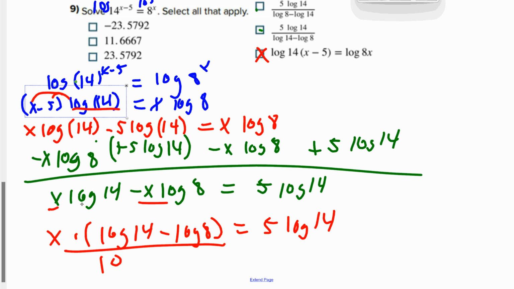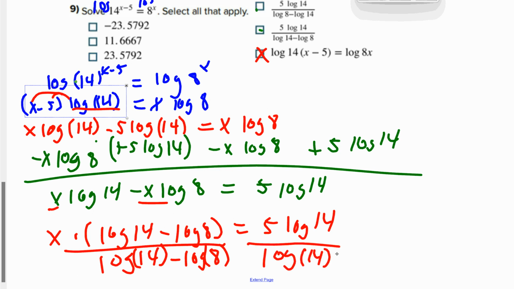Divide, because this is being multiplied, so I get rid of it by division. Divide by log 14 minus log 8. So this is our answer. Look for that in our list. If you had a negative here on top and a negative on the bottom, that's the same answer. So this would be the same answer as this one with a negative there. And that's in our list as well. It is positive 5 log 14 over log 14 minus log 8, so it's this one. So this is not that one.